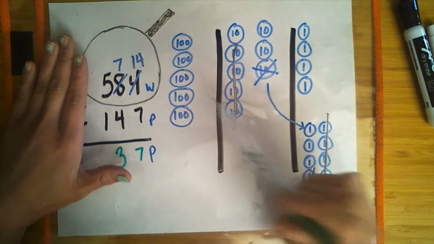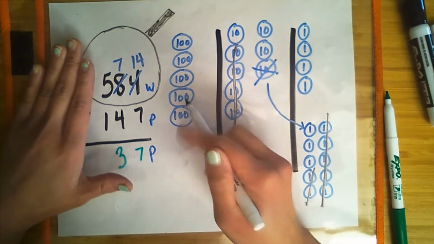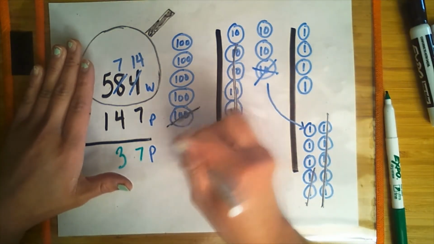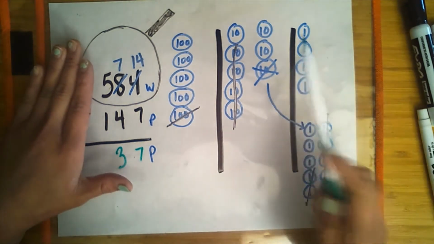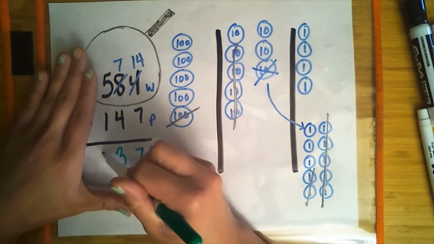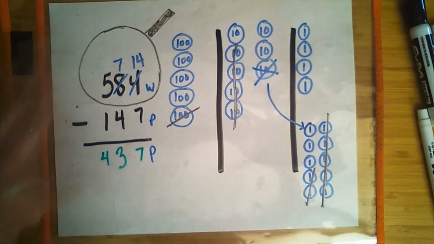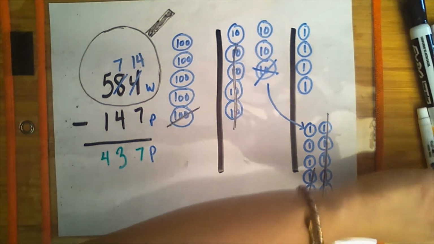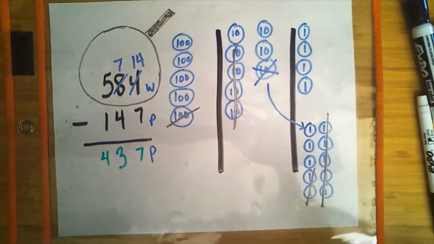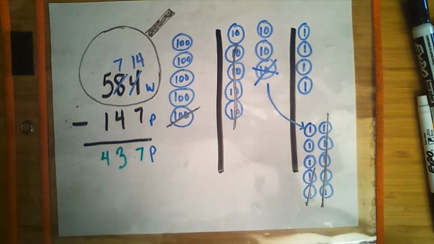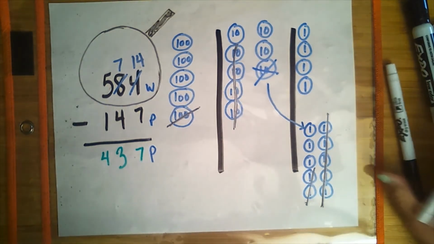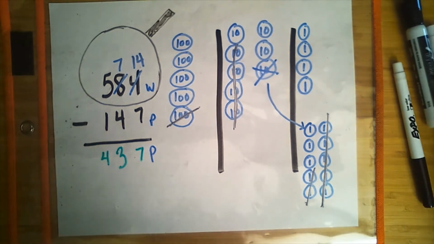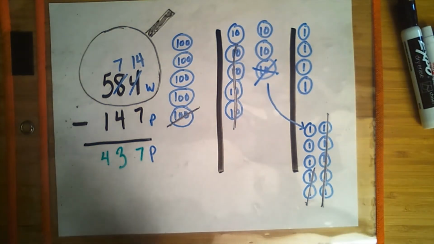I have 5 hundreds. I'm going to take away 100. There we go. I have 4 hundreds left. Therefore, my missing part is 437. One way that I can double check that is I can do the arrow way. I can add through the arrow way and figure out if my missing part is correct, if 437 is in fact the amount of jumps that it takes for me to get from 147 to 584. Let's go ahead and do it.